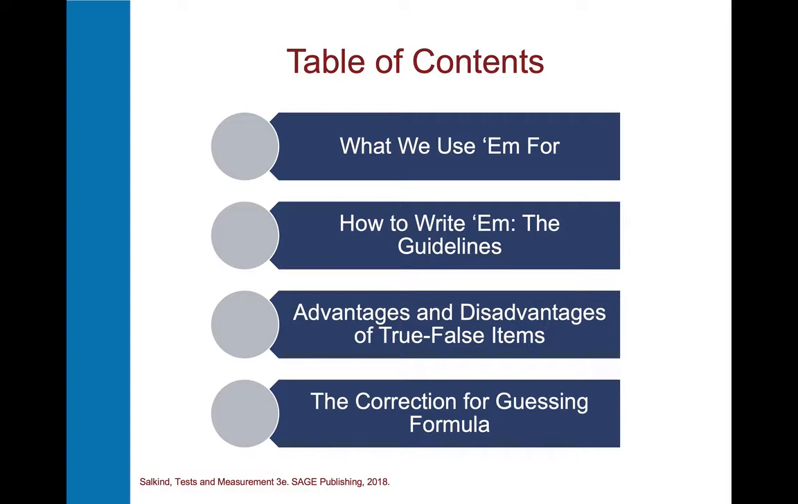So the main topics in this chapter are going to be divided as follows. First, we'll talk about what we use them for, and then we'll talk about some of the guidelines for creating true/false items, some of the advantages and disadvantages, as well as the correction for guessing formula.